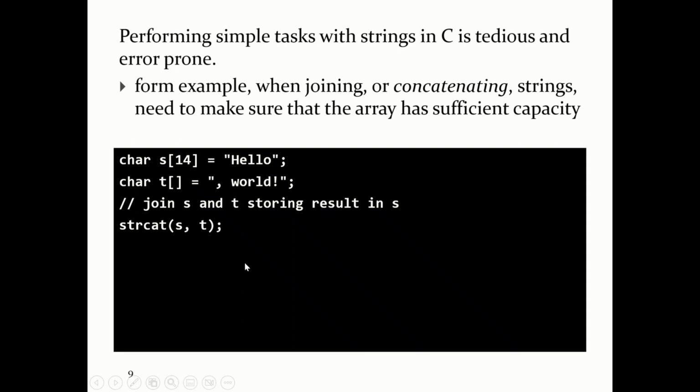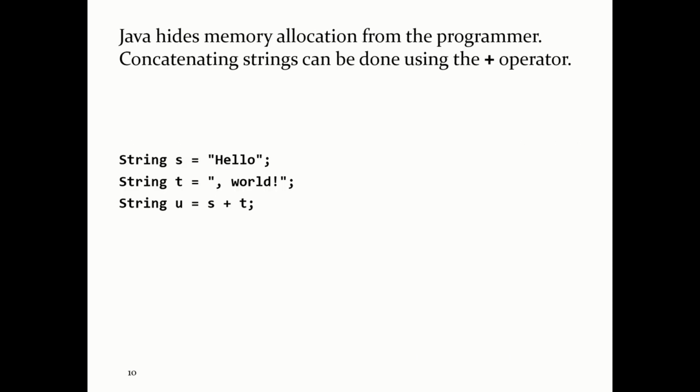Because the array s doesn't have enough space to hold all the characters of the joined strings s and t, right? In Java, all you do is write s plus t and away you go, and you don't care if there's space or not. The string class takes care of allocating all the memory and makes sure there's enough memory for the concatenated string. So s plus t takes s and t, joins them together, gives you back a new object, which you can store in u. So that's nice. Concatenation, just use plus.